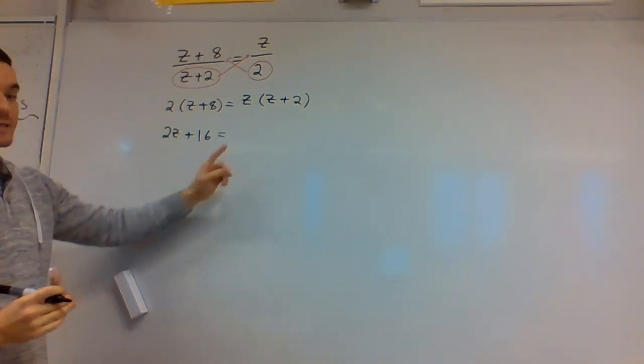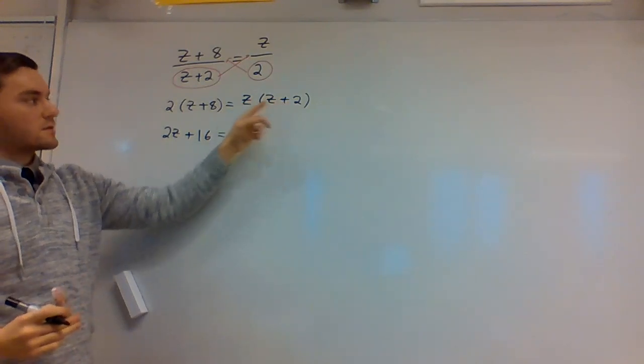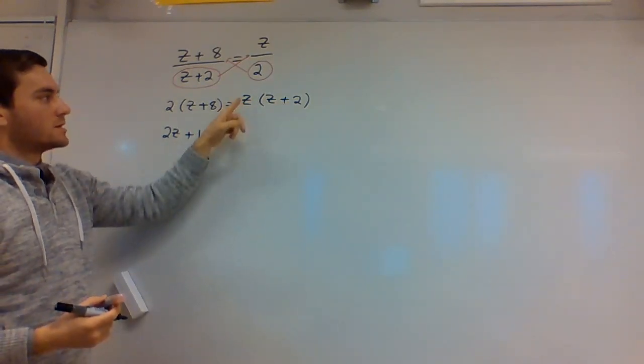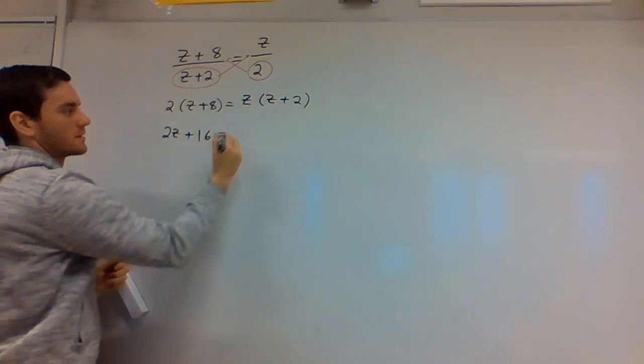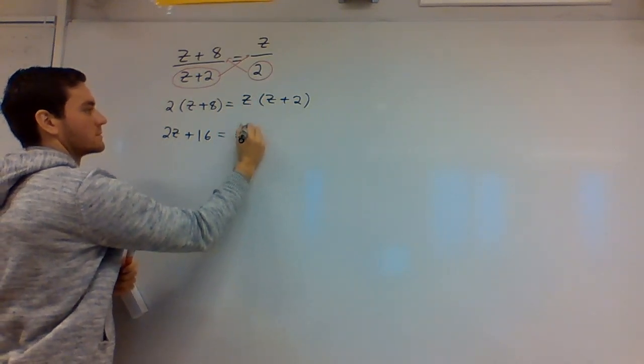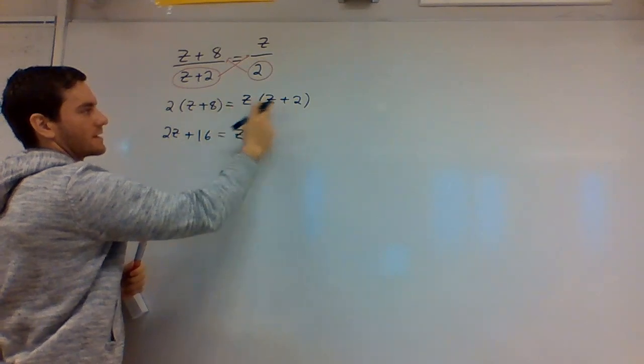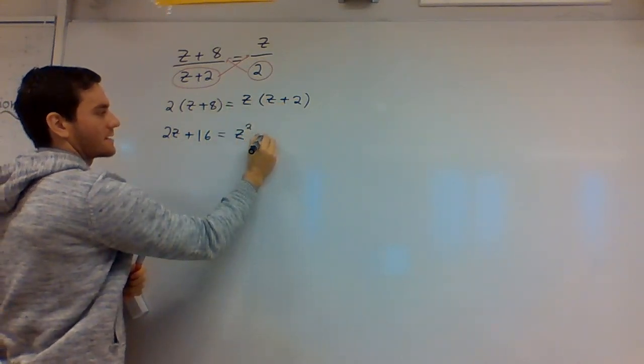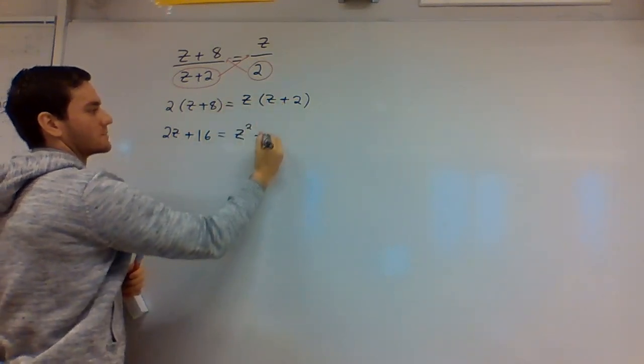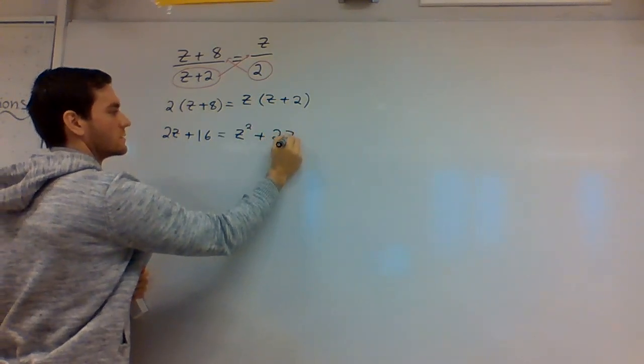And then over on this side, same thing. I'm going to distribute the Z to get rid of those brackets. So Z times Z gives me Z squared, or Z to the power of 2. And then a positive Z times a positive 2. So I'm still going to be adding. That gives me plus Z times 2 gives me 2 Z's.